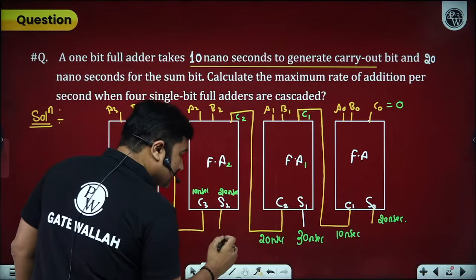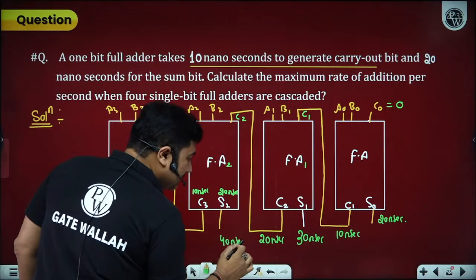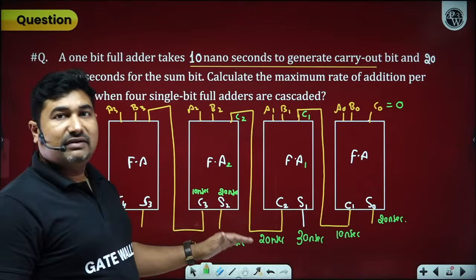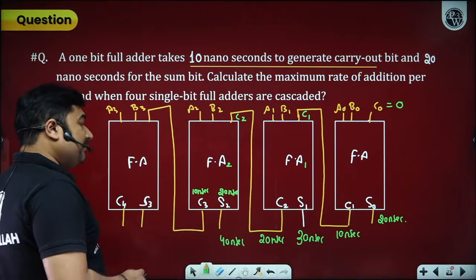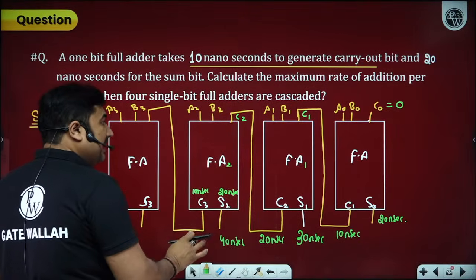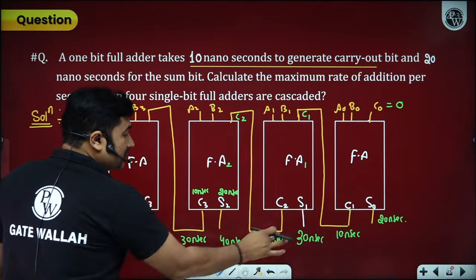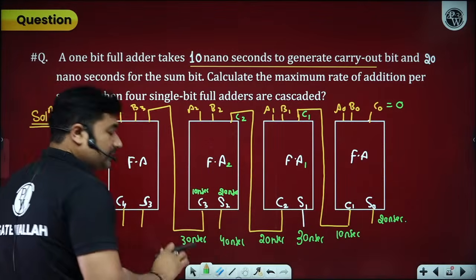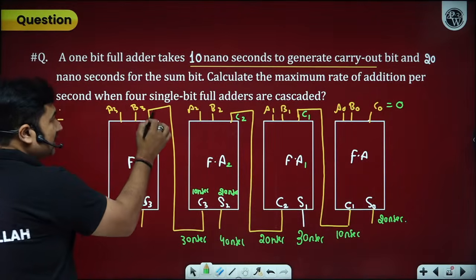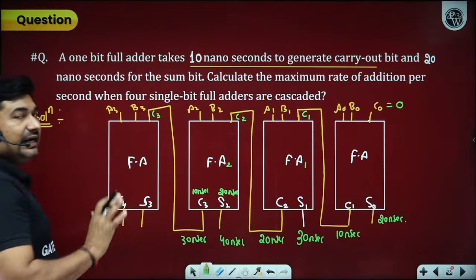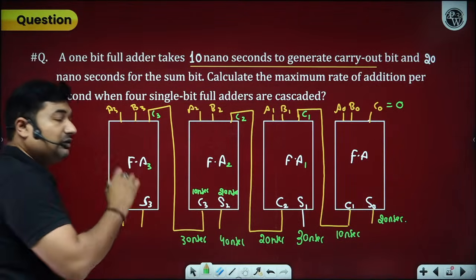Then 20 nanoseconds will become 40 nanoseconds. It means S2 valid is available after 40 nanoseconds. However, C3 valid is available after 30 nanoseconds, because 20 plus 10. Is it okay? After 30 nanoseconds, all three valid inputs are available at the input of full adder 3.